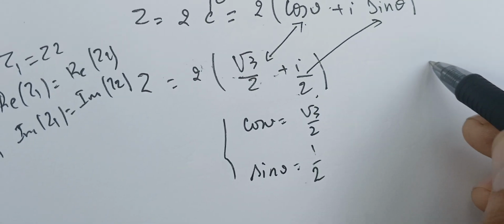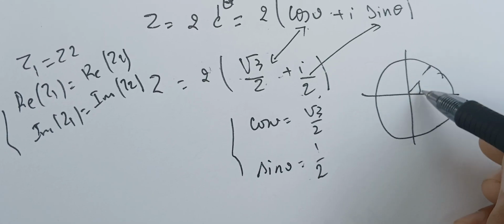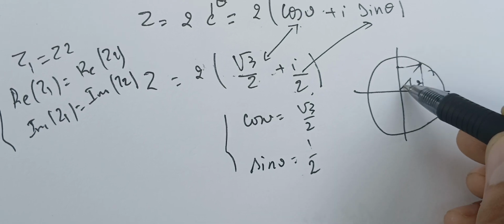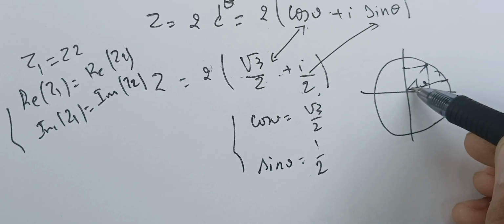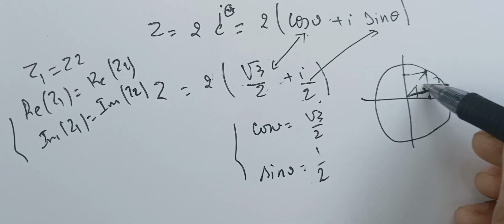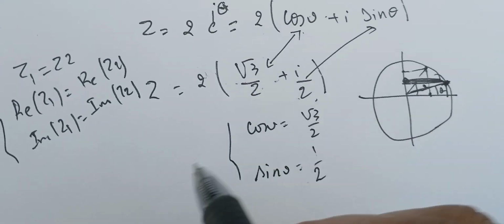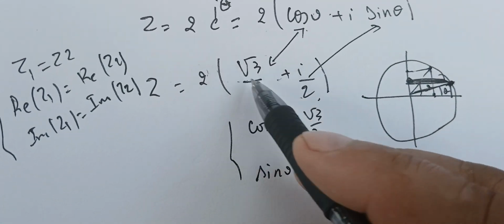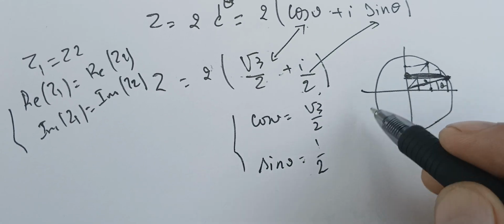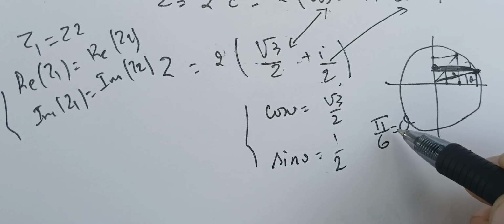Remember the unit circle. An angle that has sine theta as 1/2 and cosine theta as square root of 3 over 2 should be here. Exactly, so this is my angle theta. This is 1/2, and this is square root of 3 over 2. What's this angle? Its cosine is positive and its sine is positive. It's the only angle that we know: pi over 6. So that means our theta is pi over 6.